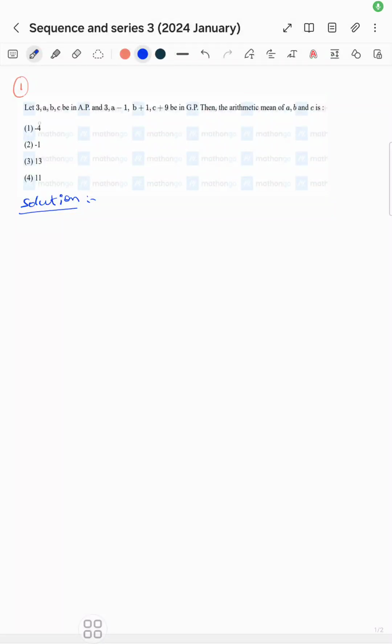Question is, let 3a, b, c are in AP and 3a minus 1, b plus 1, c plus 9 are in GP. Then the arithmetic mean of a, b, c is. See, first given that 3a, b, c are in AP.